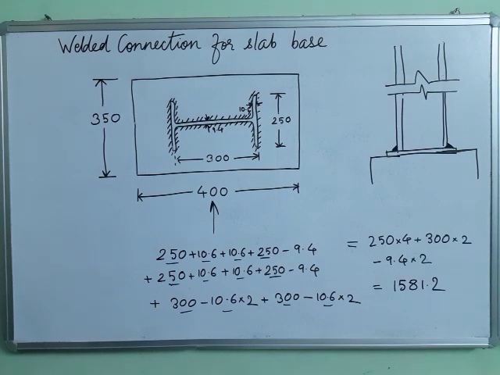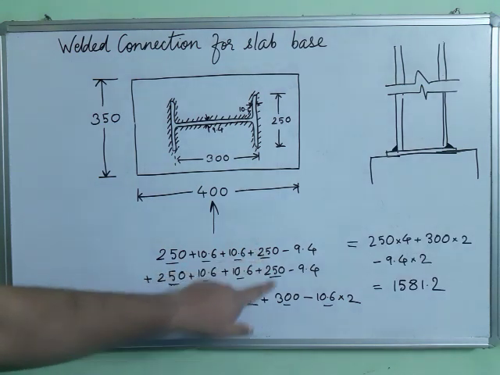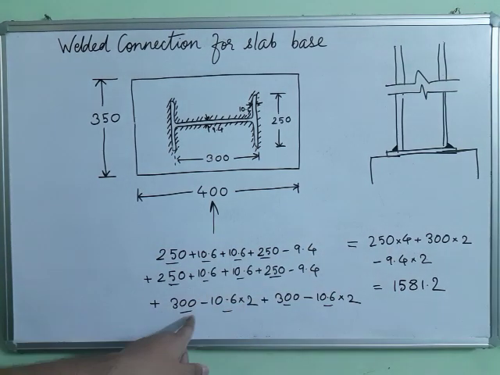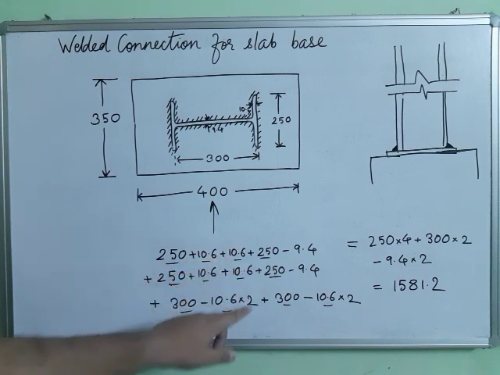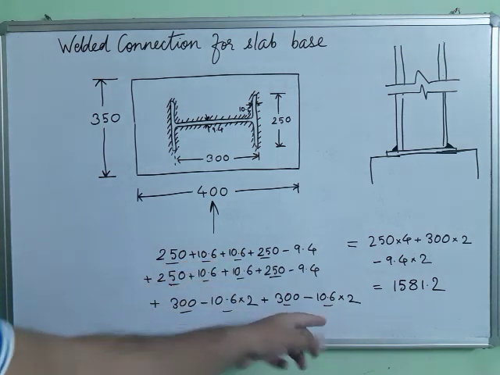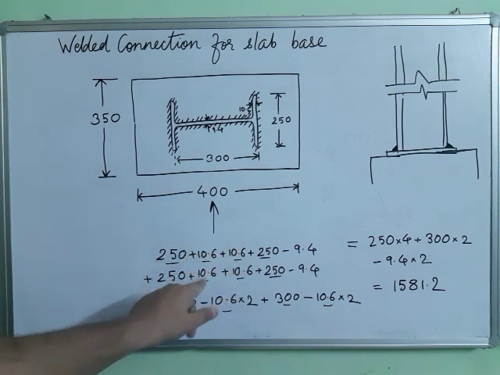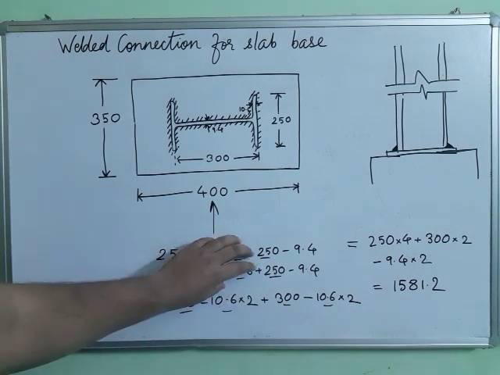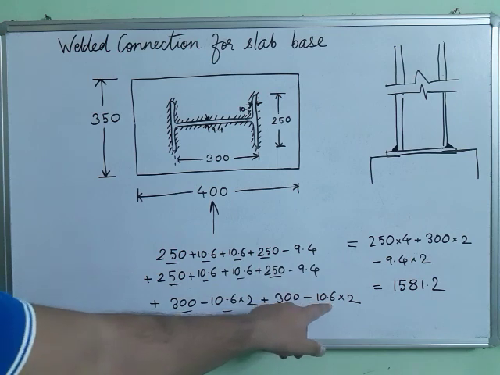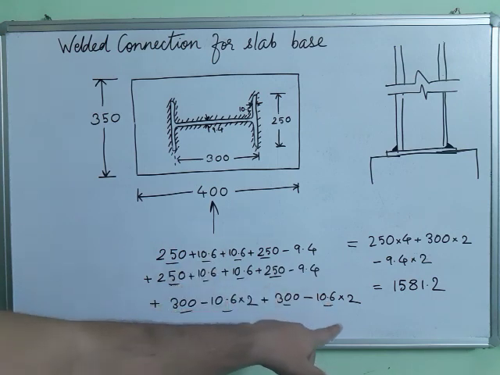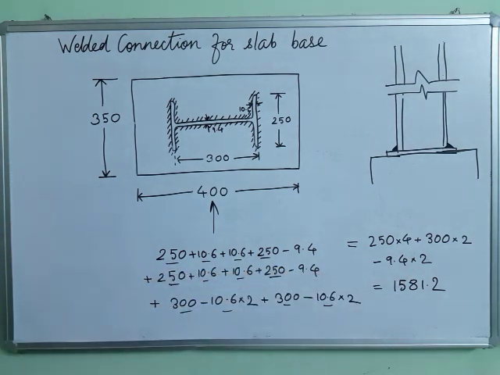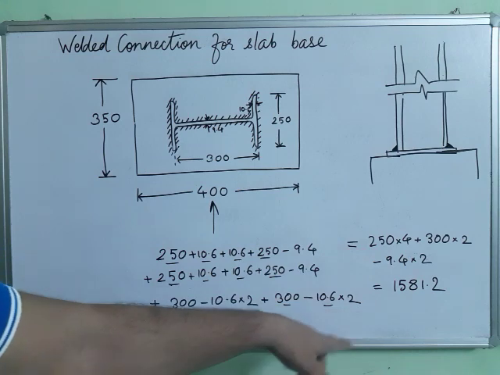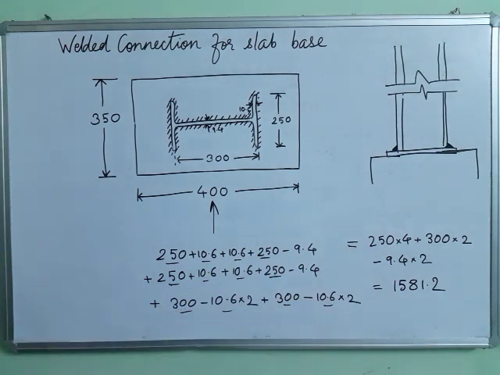So if you calculate it, you will get 250 into 4, 300 into 2, 10.6 four times, then 10.6 into 2 and 10.6 into 2, so it will all be cancelled. 10.6 into 4 and this 10.6 into 4, so all this 10.6 will get cancelled. Then 9.4, 9.4, we get 9.4 into 2. So if we do the calculation, we will get 1581.2. So 1581.2 mm is available for welding.